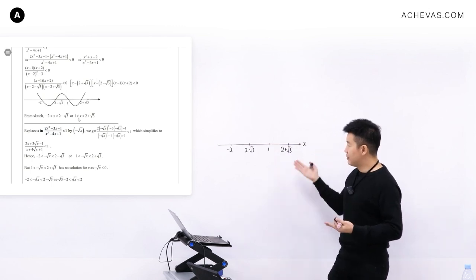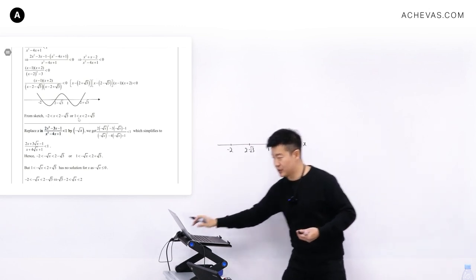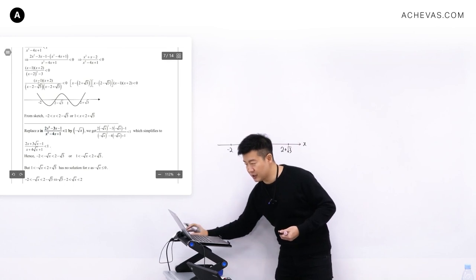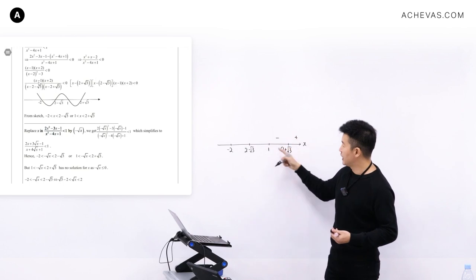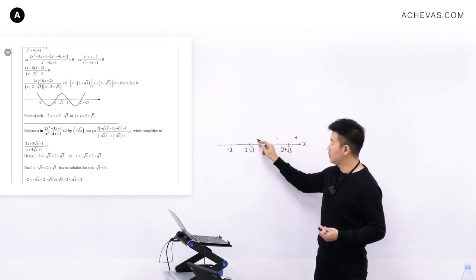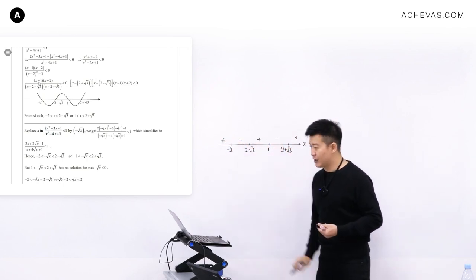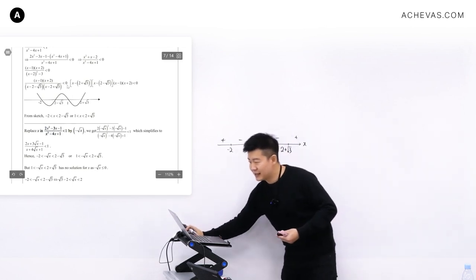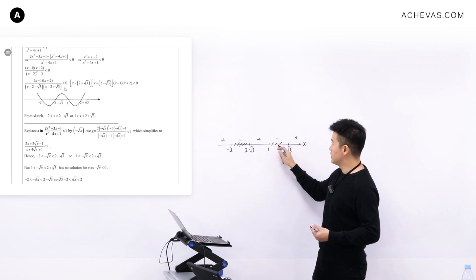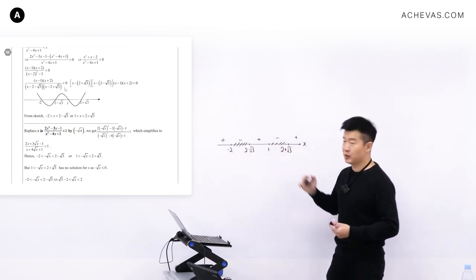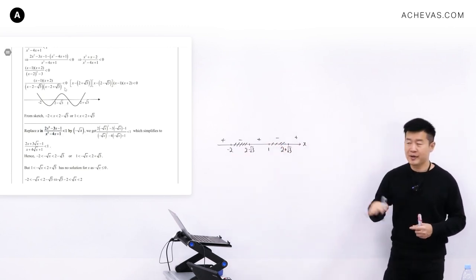Then if you were to substitute numbers into this entire expression, if I substitute a number that is bigger than the largest value, you should get a positive, then a negative. If you substitute a number in between, it goes positive, negative, positive. We are looking for the region where this entire expression is less than 0, so we are looking at the negative regions. It is going to be this and this. So x is going to be between here and between here. We will be coming back to this.